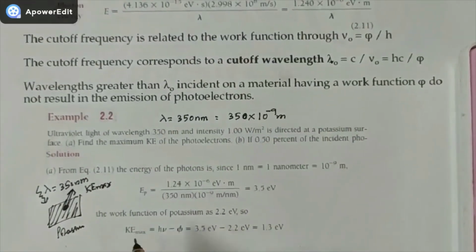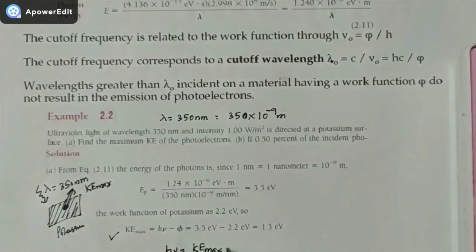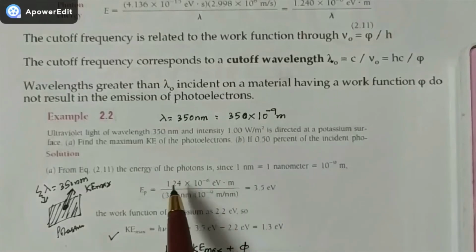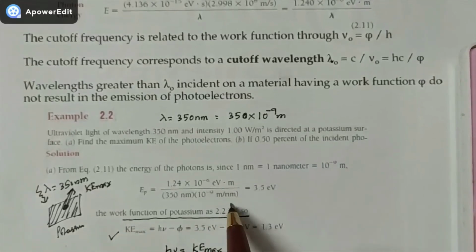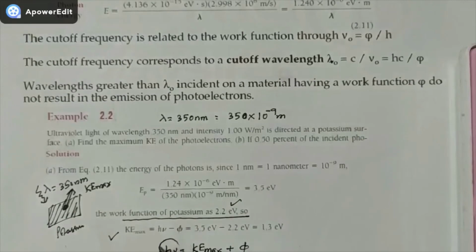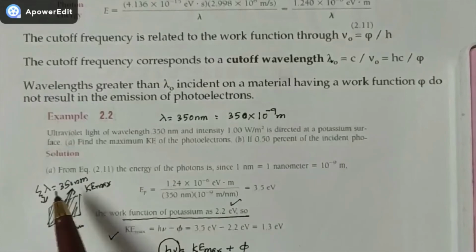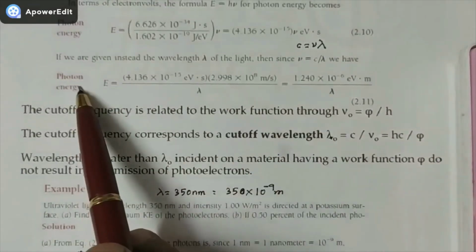Directly we use the photoelectric equation, h nu equal to kinetic energy maximum plus phi, the work function. So the kinetic energy maximum will be h nu minus phi. Phi must be given. The work function is given as 2.2 electron volt. So phi I know is 2.2 electron volt, and I have to find h nu, the energy of the photon, whose wavelength lambda is given. So now we can use this relation: if the wavelength is given, what will be the energy of the photon?